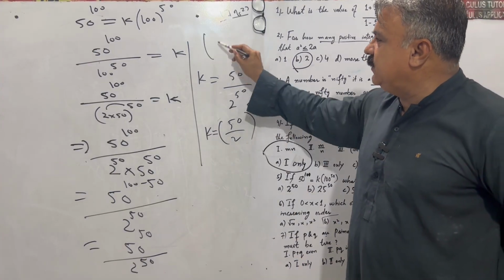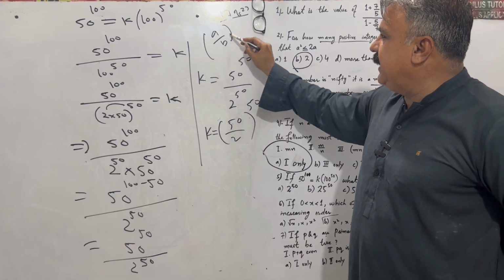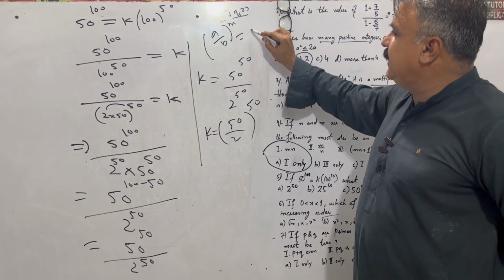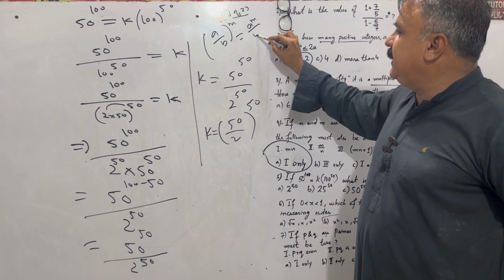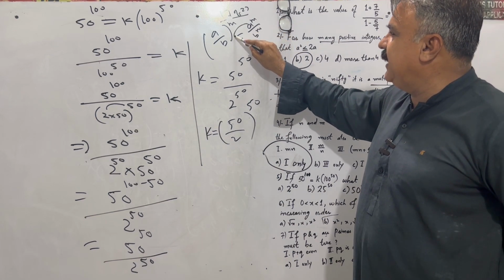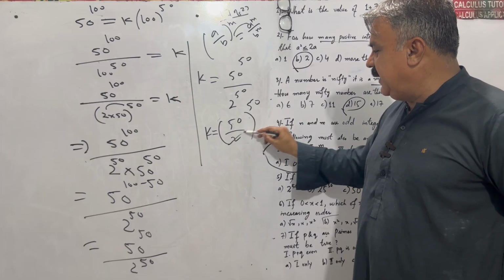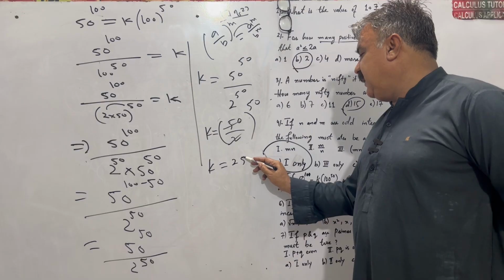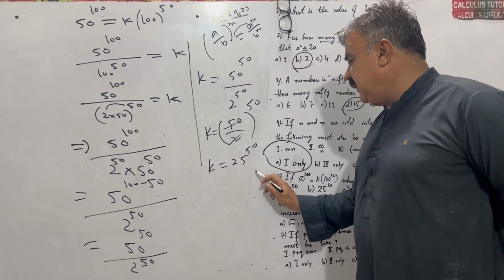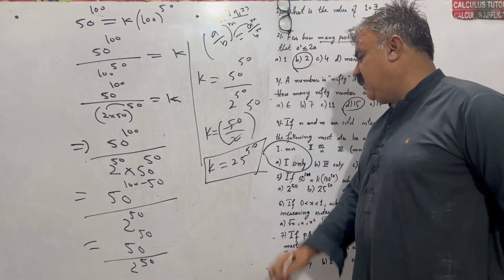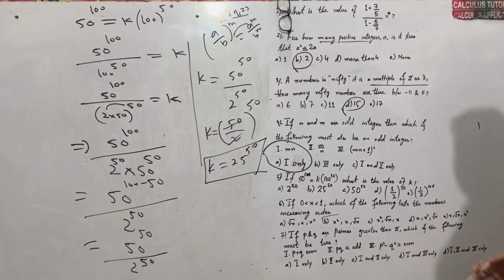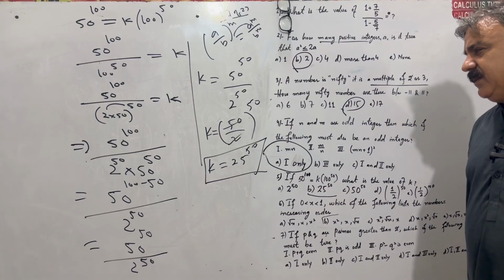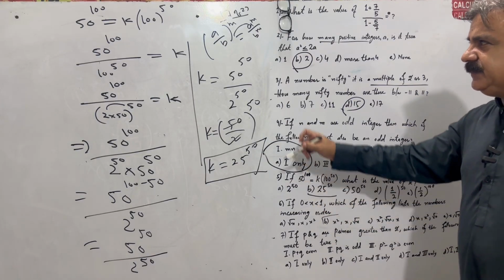By the virtue of this rule, (A over B) raised M can be written as A raised M divided by B raised M. Instead of this, I can write this. Applying the table of 2, 25 raised 50. So k is equal to 25 raised 50. Our option in that case is B, 25 raised 50.